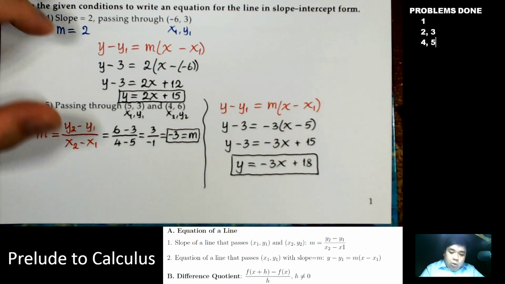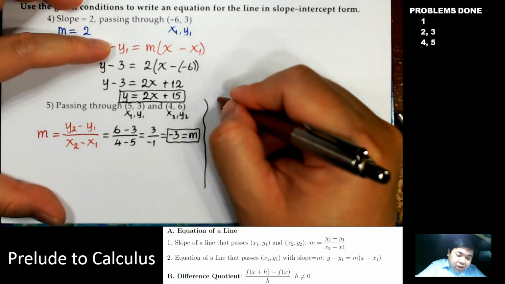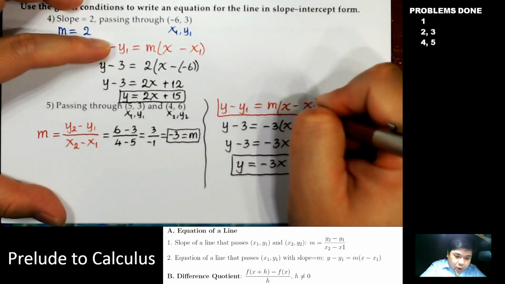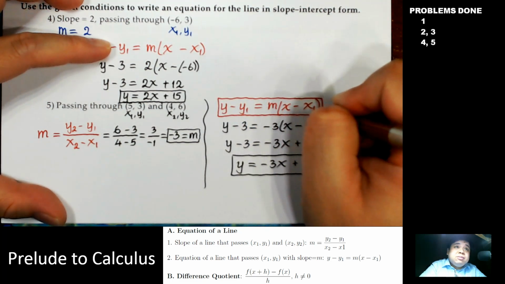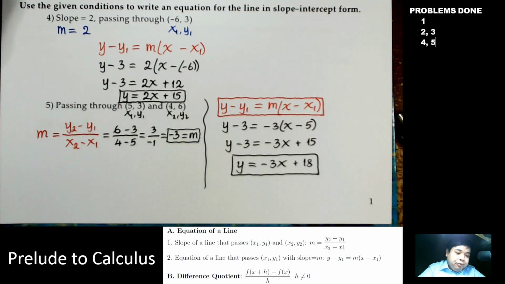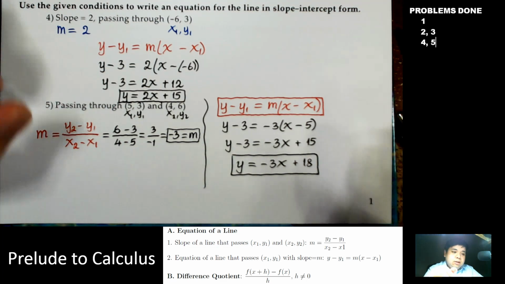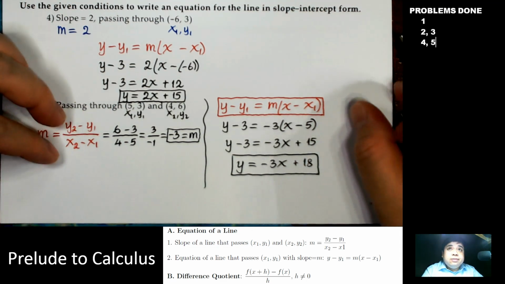Right. Once again, we need to know the equation of the line, which we'll use quite a few times in calculus. So we have that.